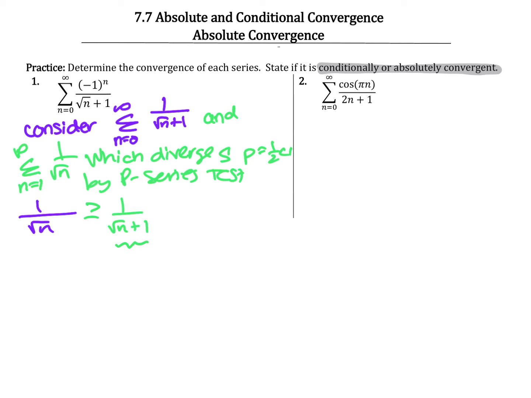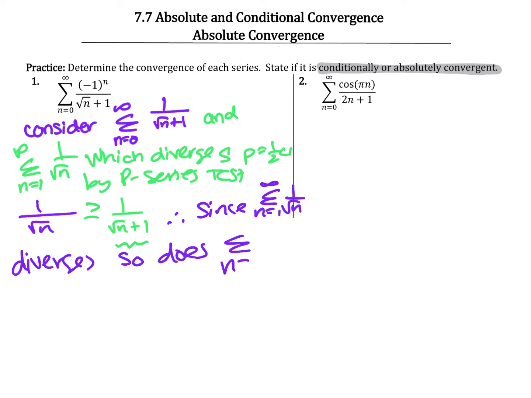So we can say, therefore, since the sum from n equals 1 to infinity of 1 over the square root of n diverges, so does the sum from n equals 0 to infinity of 1 over the square root of n plus 1 by the direct comparison test. Now, we just showed that this original series, when we only look at the positive terms, diverges. We haven't said what happens when it's alternating.